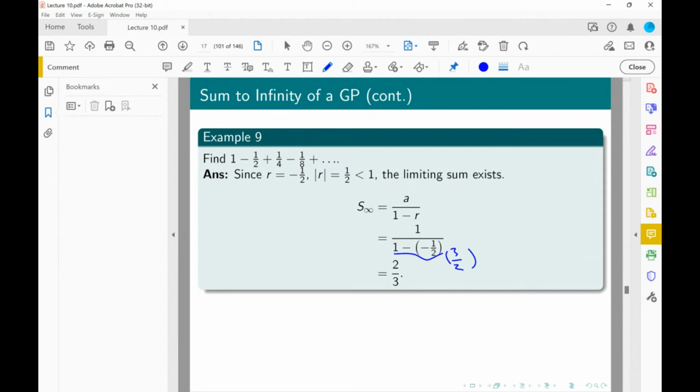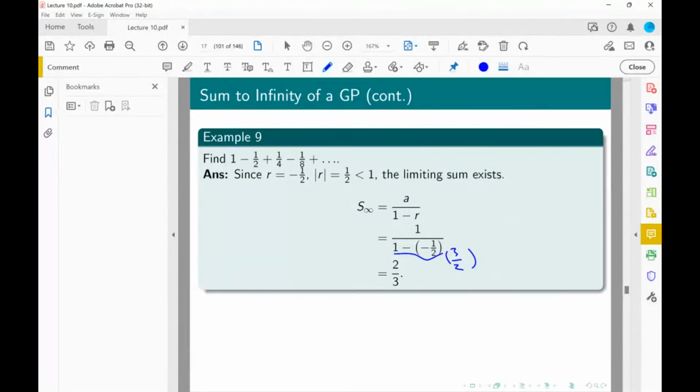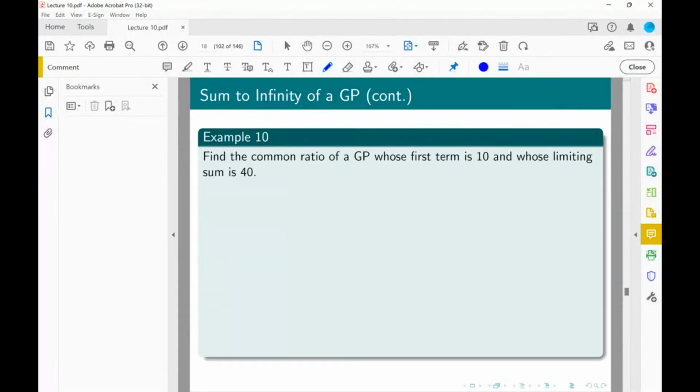Okay, so that's that example. That's good so far. Okay, here's a nice interesting type problem. So for this time, we want to find the common ratio. So we want to find R. We're given that A is 10, the first term, and the limiting sum is 40. So we want to find R given A is 10 and S infinity is 40.